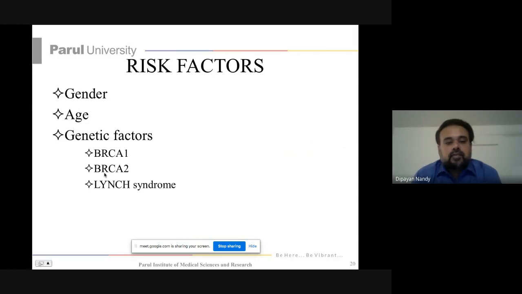The next risk factor, of course, are genetic factors. There's a difference between genetic cancer and familial cancer. Genetic cancers are those where the gene itself has some mutations which predispose you to having a cancer. There are multiple genes which have been studied, but the most common ones related to breast cancer are, of course, the BRCA1 and BRCA2 genes, which have a very high, close to 80 to 90% chance of a patient having a breast cancer if they have these genes. Another gene is the Lynch syndrome gene, or the HNPCC syndrome, if you know. So there are certain genetic factors which predispose a person to breast cancer.